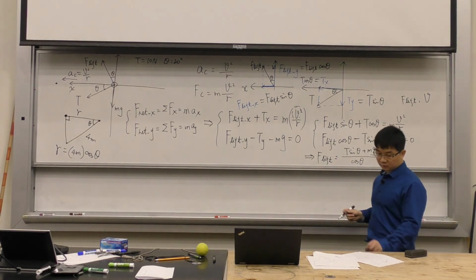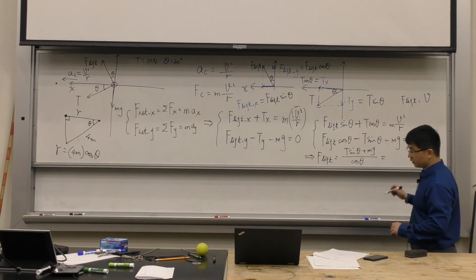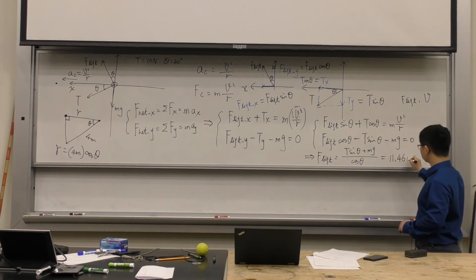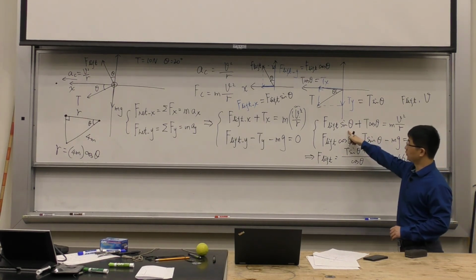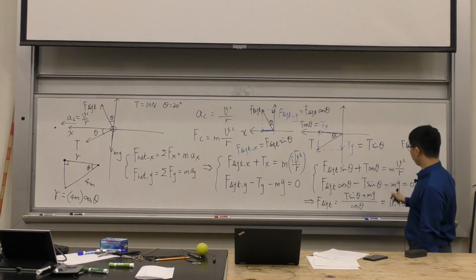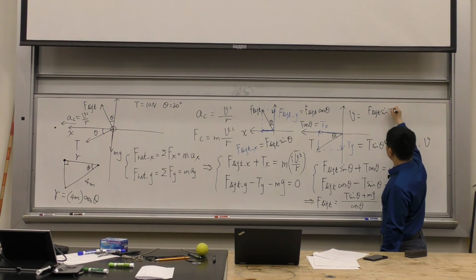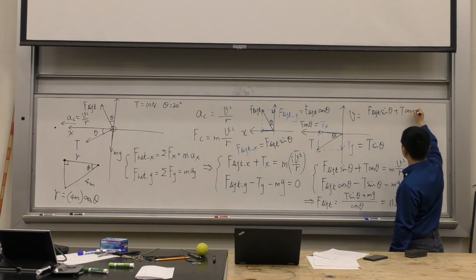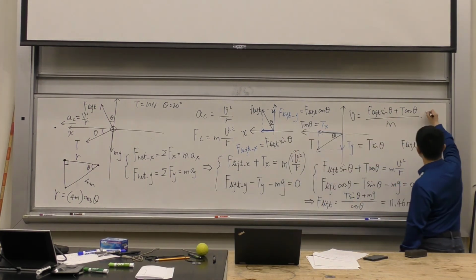Now this number I got, if you plug all the numbers in, is going to be 11.6, right? And then you can go ahead and plug this lifting force in the first equation and solve for v, right? So if you solve for v, what do you get? You will get v equals the lifting force sine theta plus T cosine theta, divided by m and times r. And r is this 4 meters times cosine theta.